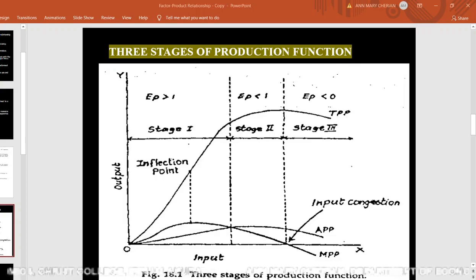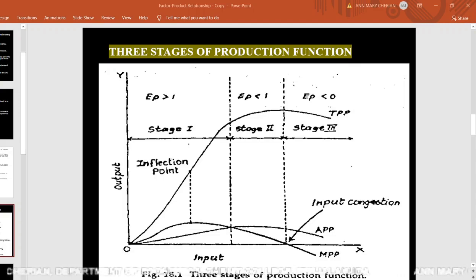So in this stage 1, elasticity of production is greater than 1. See, we have already explained the equation of elasticity of production. Elasticity of production is equal to marginal physical product divided by average physical product. Throughout stage 1, marginal physical product is greater than average physical product, so elasticity of production is greater than 1.